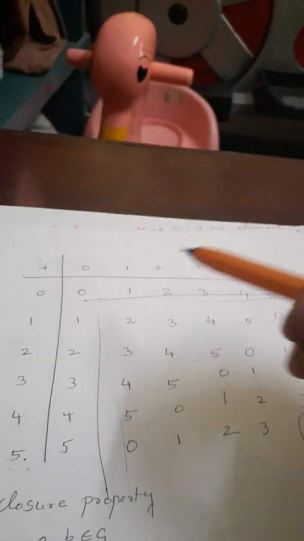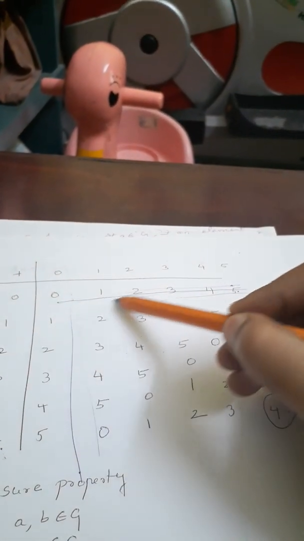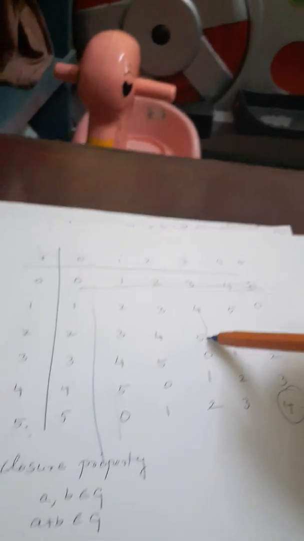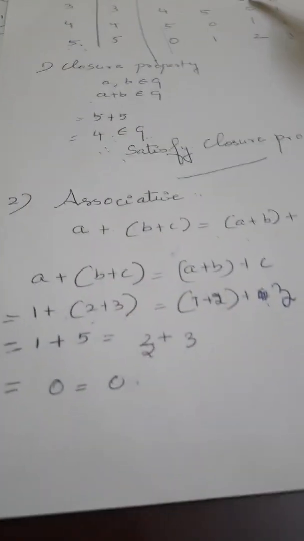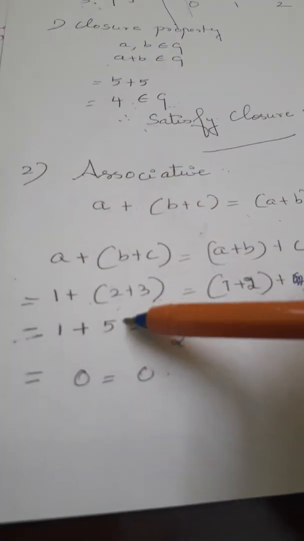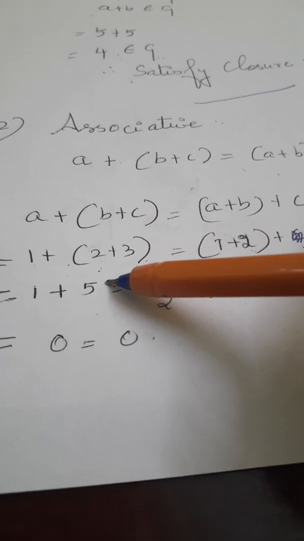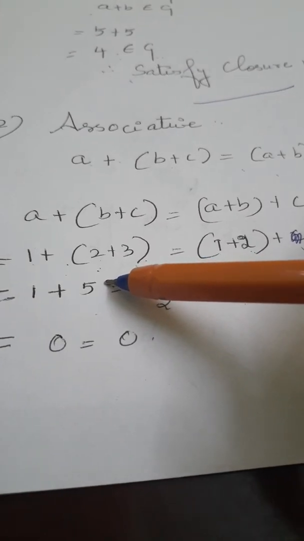So see the table. Here it is 2 and here it is 3. So what is the value? 5. So I am going to put 5 here. It is clear for you all, right? So for the addition operation, we have to look at the table.